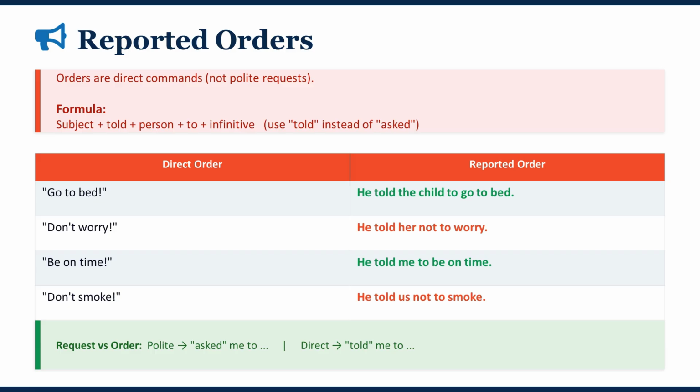Let us see the examples. "Go to bed" becomes, "He told the child to go to bed." "Be on time" becomes, "He told me to be on time." For negative orders, we use "not to," just like with requests. "Do not worry" becomes, "He told her not to worry." "Do not smoke" becomes, "He told us not to smoke." So just remember the key differences. For polite requests, use "asked," and for direct orders, use "told." The rest of the structure stays exactly the same.